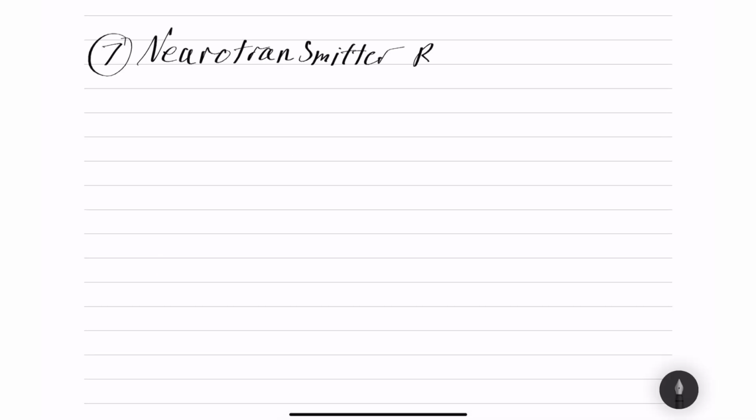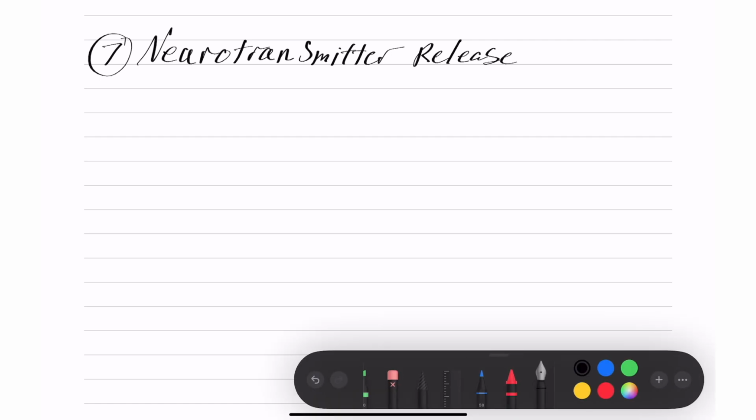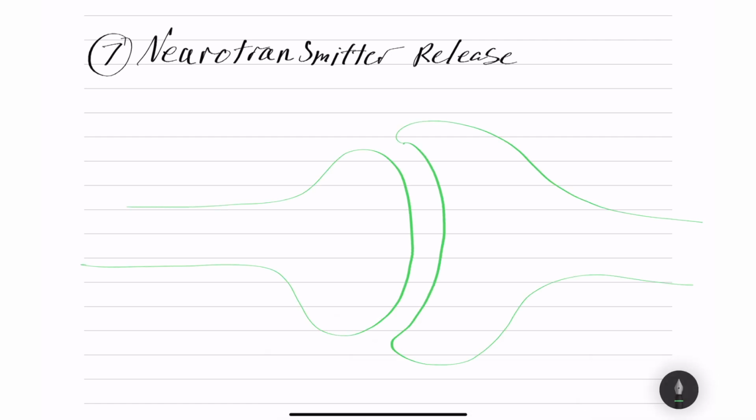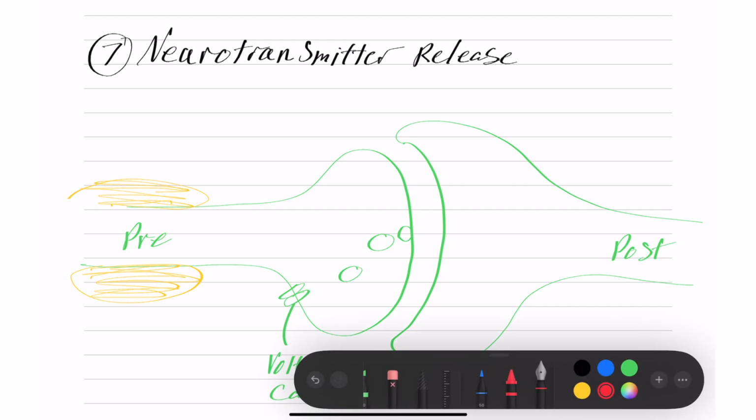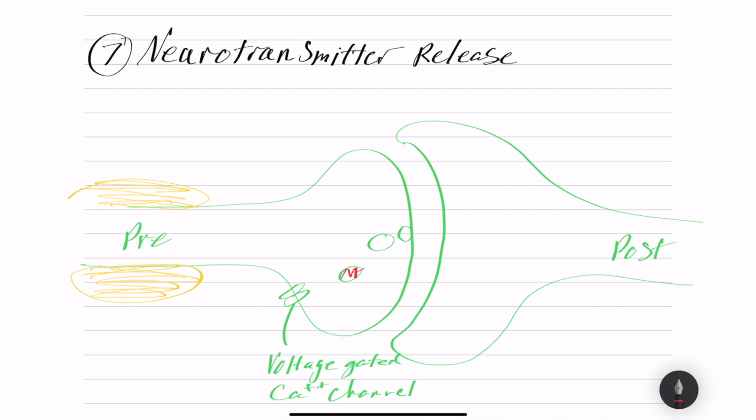Lastly, we'll talk about neurotransmitter release. Here we have a pre and postsynaptic neuron, and we've got the synaptic cleft. You can see there's a voltage-gated calcium channel that sits on the presynaptic neuron, and in yellow that's myelin. And we've got little vesicles with neurotransmitters inside them in the presynaptic neuron.